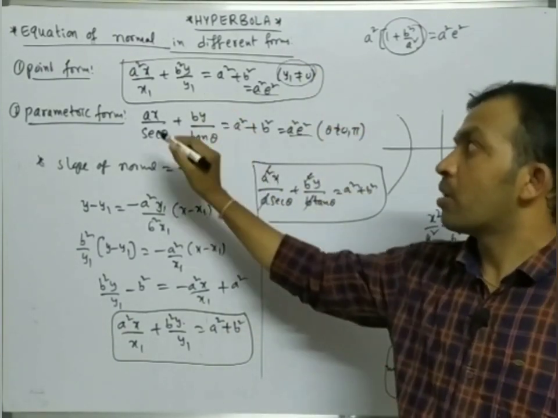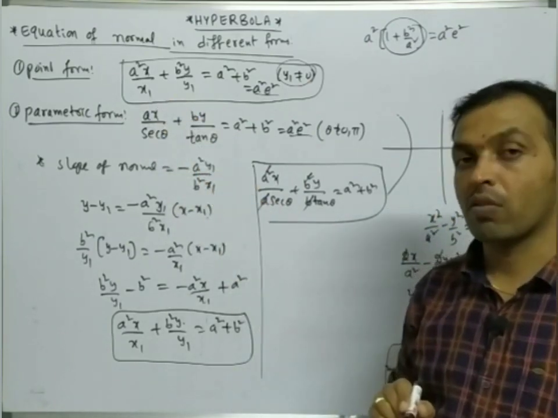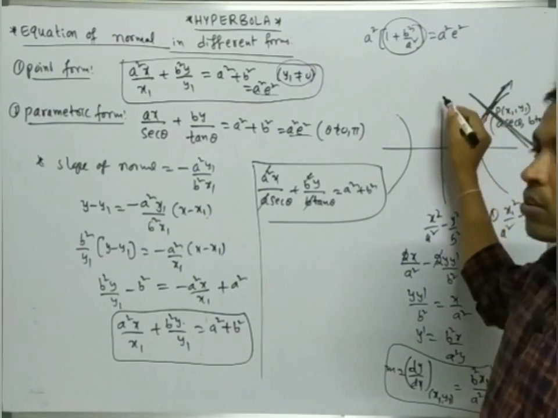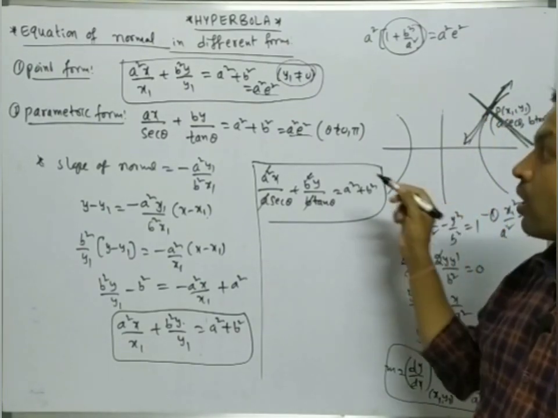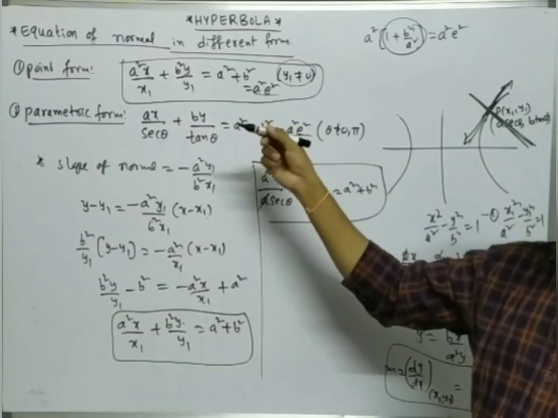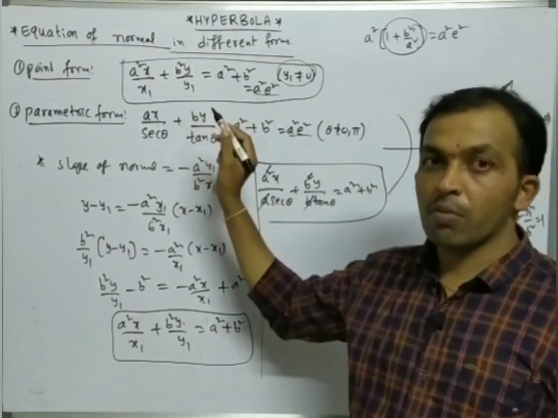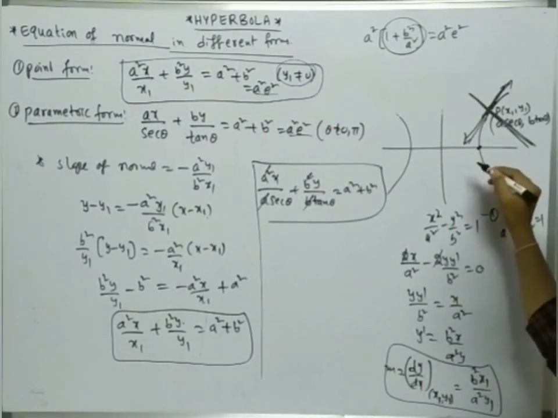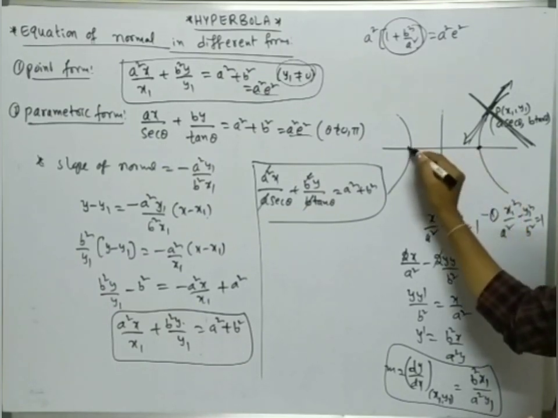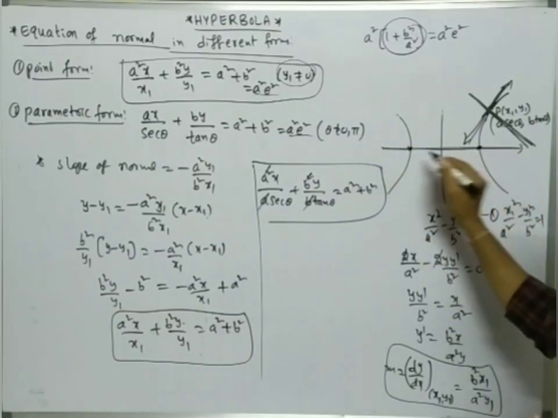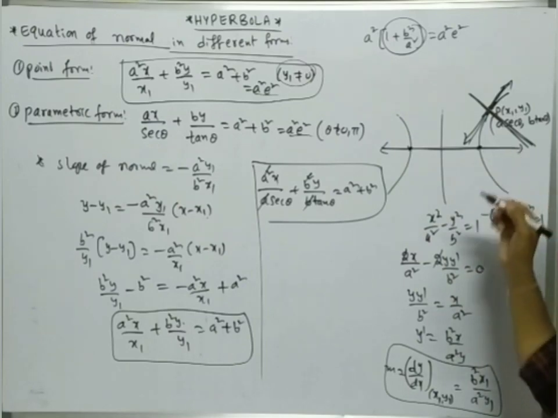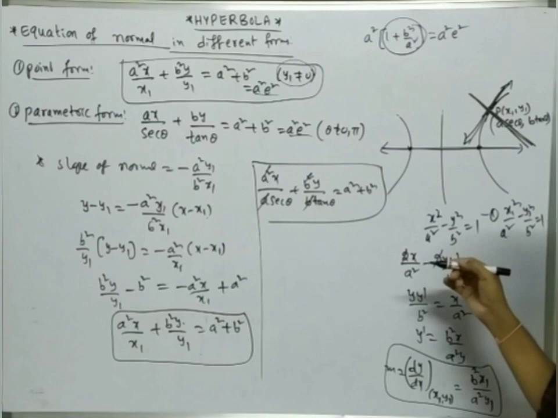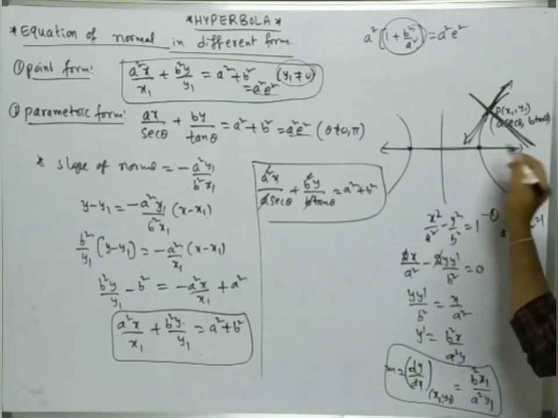Now observe this condition, y1 not equal to 0. It is in the denominator. Why did he not mention x1 not equal to 0? In a hyperbola, the curve will not touch the y axis. Therefore x1 may never be 0, so that's why he did not mention that condition. If y1 is equal to 0, what happens? If y1 is equal to 0, then the x-axis is the normal. At the vertex only, y1 is equal to 0. So at the vertex the x-axis is the normal.